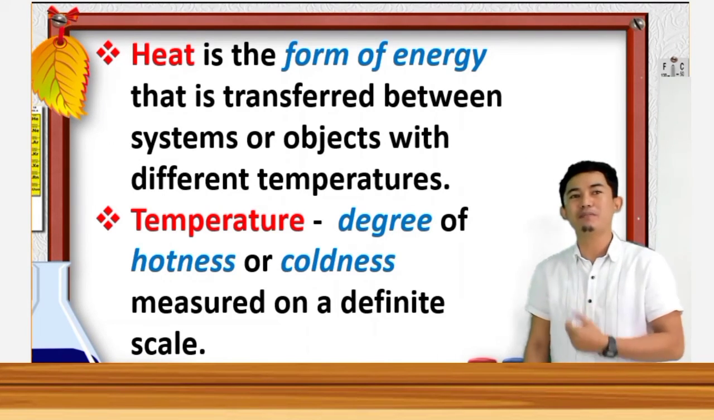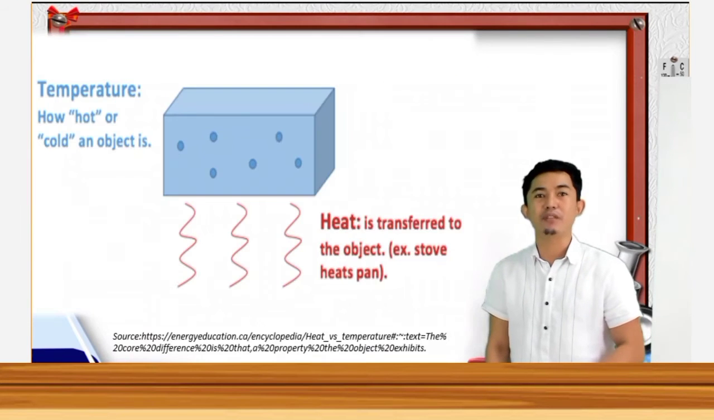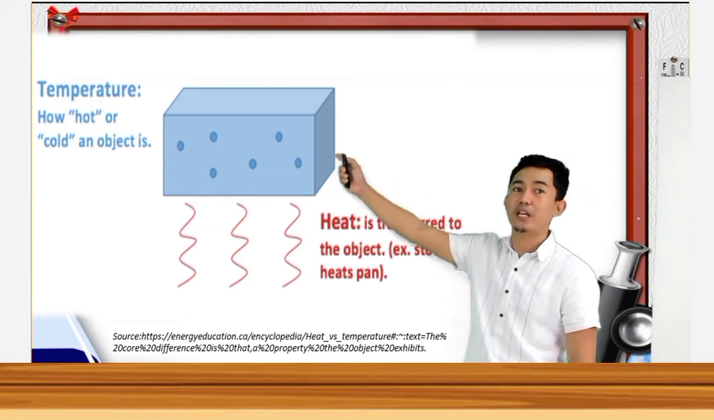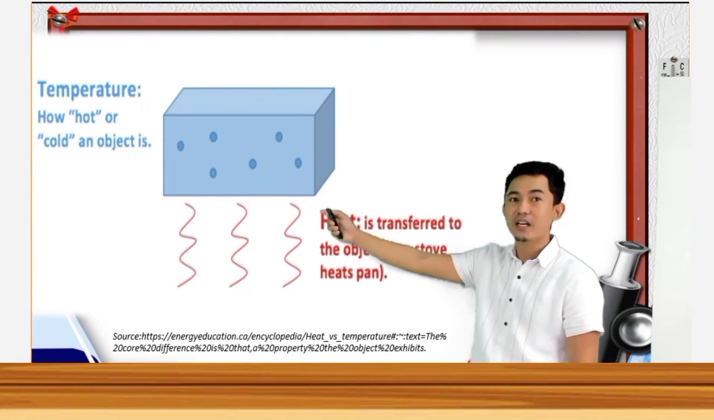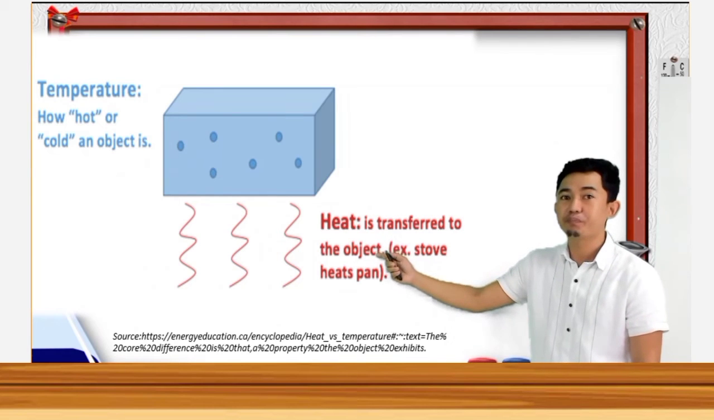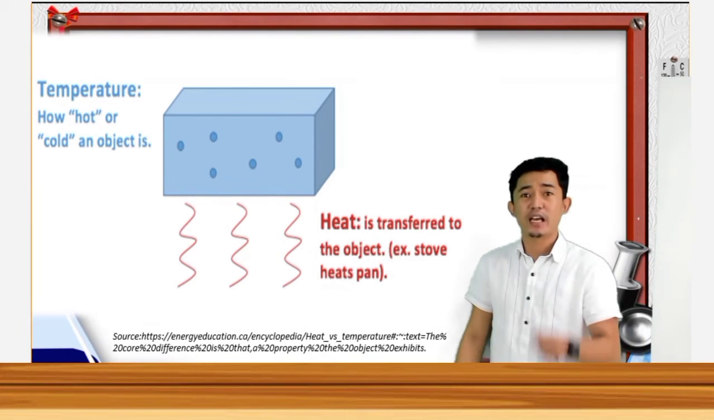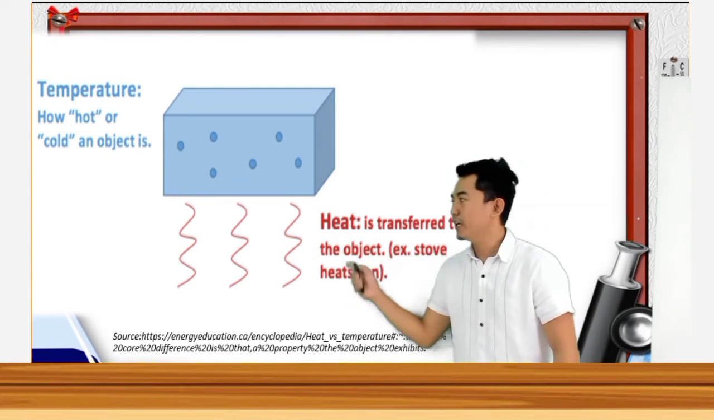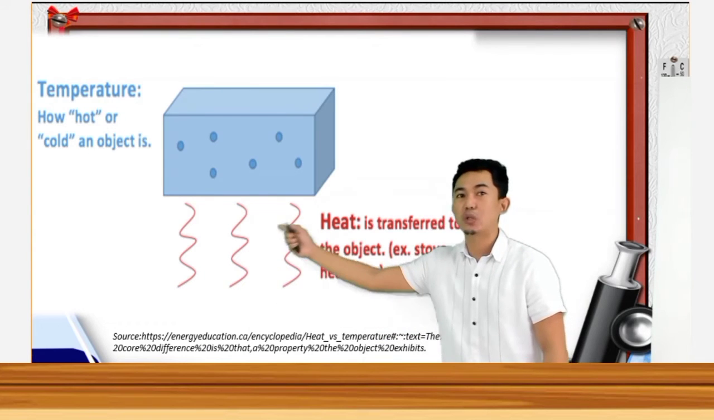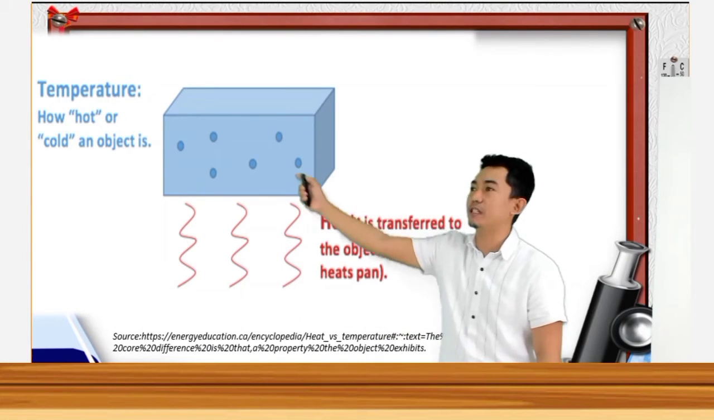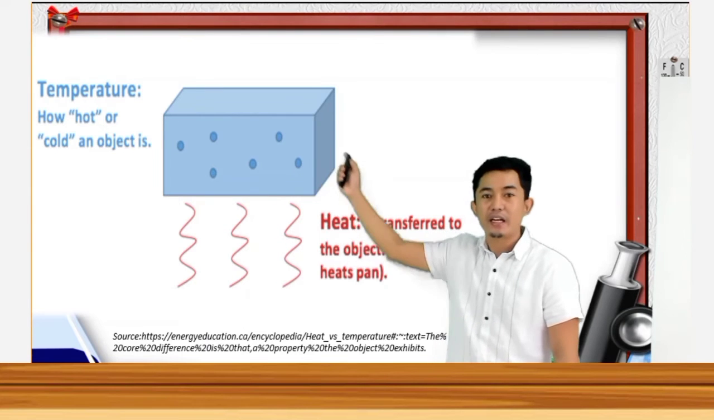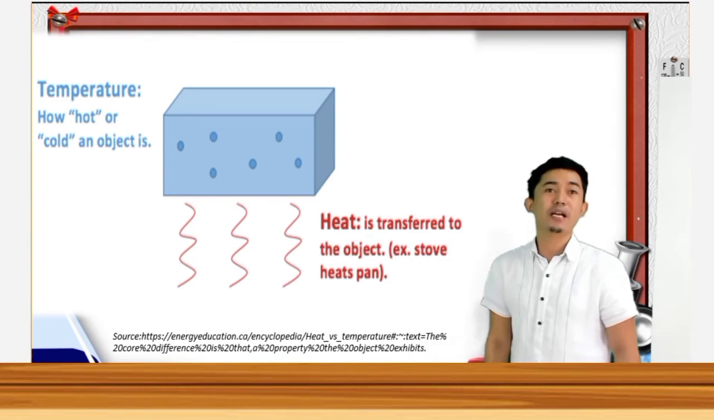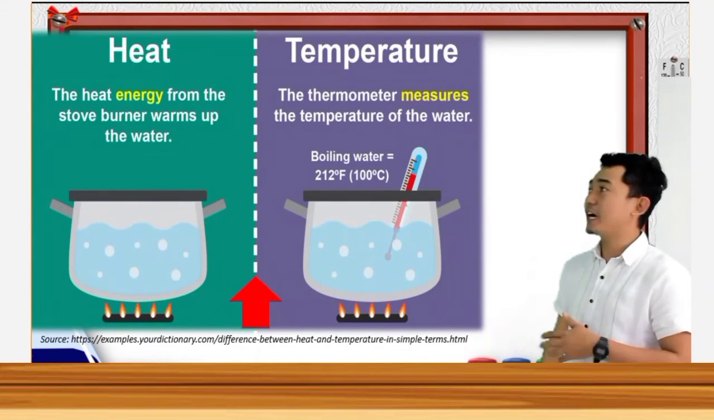Okay? Now, aside from this, class, we need to analyze this picture. On this picture, we have the temperature, how hot or cold that object is, while the heat is transferred to the object. An example is a stove heating a pan. Okay? So as you notice, the red part is the heat coming from the stove, while the temperature comes from the object which is heated.